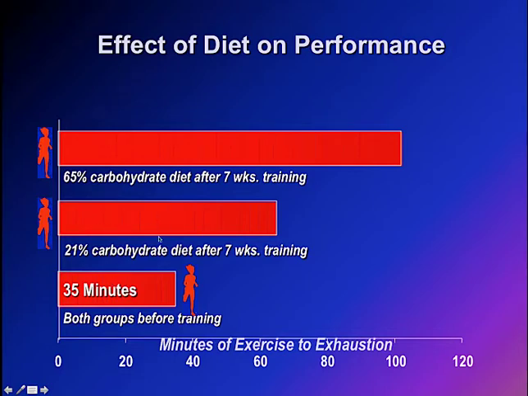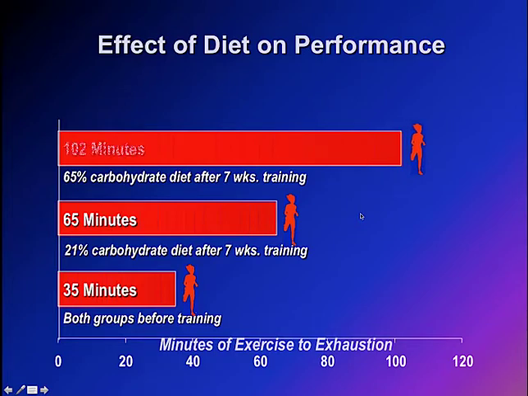And you can see in both cases there was a training effect. So training helps your body adapt to do the work that you're doing better and more efficiently. Even on a lower carbohydrate diet, people were able to exercise quite a bit longer, from 35 minutes to 65 minutes, almost twice as long. But on a higher carbohydrate diet, people were able to exercise 102 minutes, so considerably longer than if you are on a lower carbohydrate intake.